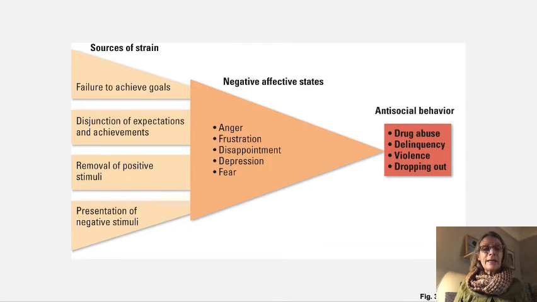And that strain results in anger, frustration, disappointment, and fear, and then those emotional states can result in antisocial behavior that can link to criminal behavior, drug abuse, violence, dropping out, feeling disconnected. Okay, so that's just sort of a graphical description of strain.